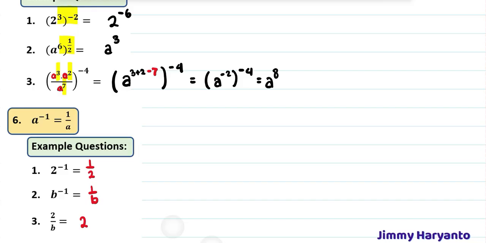Okay, let me explain this. So 2 over b means 2 times 1 over b, right? It's the same, right? Okay, and then you will leave the 2 like that. The 1 over b will become this. Use the properties, yeah? So the b to the power of negative 1.